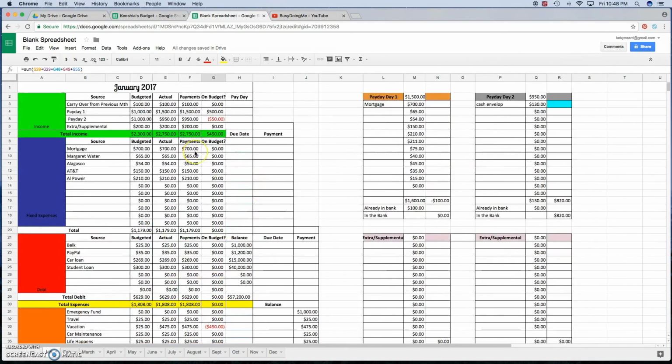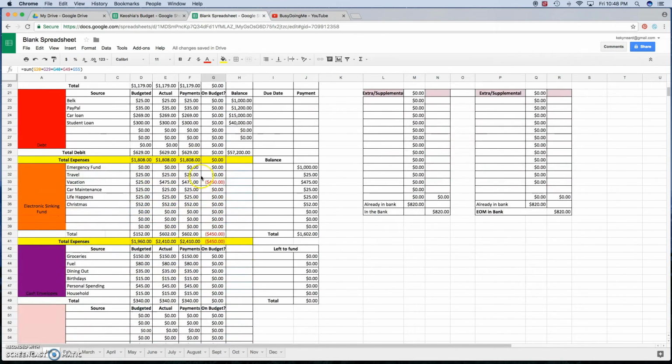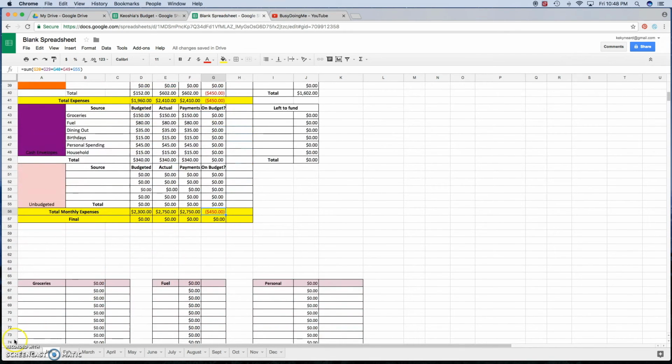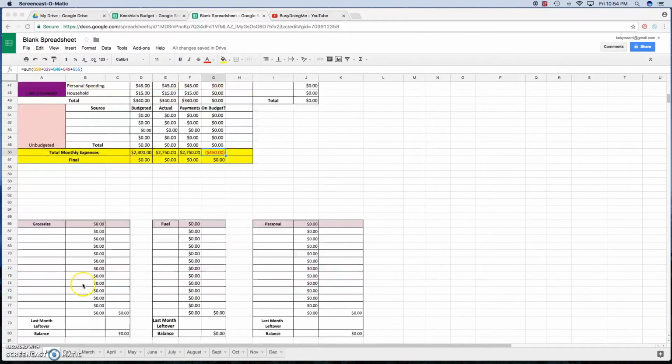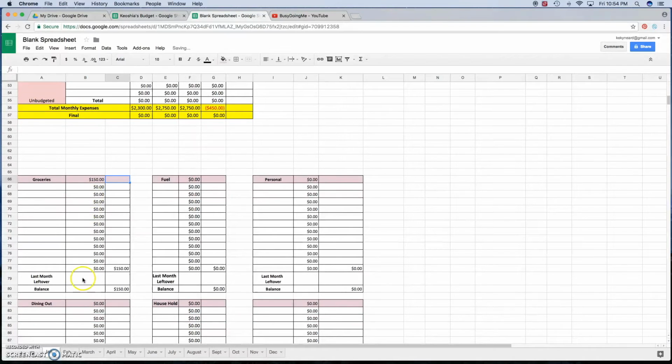I kind of leave myself a buffer in there. So I would leave me some money, so that if anything happened, I would just have some money in my account. Okay, you guys, down here at the bottom is where you would put how much you gave yourself for groceries. So today you gave yourself $150. And if you had from December, you would roll the money over if you had any money left over from December.